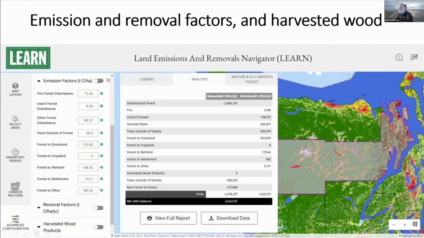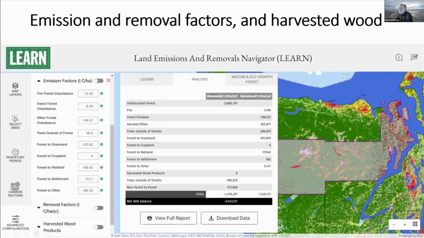So undisturbed forests are removing a very significant amount of carbon each year. And then there are a number of emissions from insects, from harvest, from trees outside forests, and then conversion of forests to grasslands according to the cover. A lot of that, it turns out, in many areas is a temporary conversion of forest to grassland, because remember the cover map shows only loss of tree cover. It's not land use change. And so the analyst has to distinguish between those two.